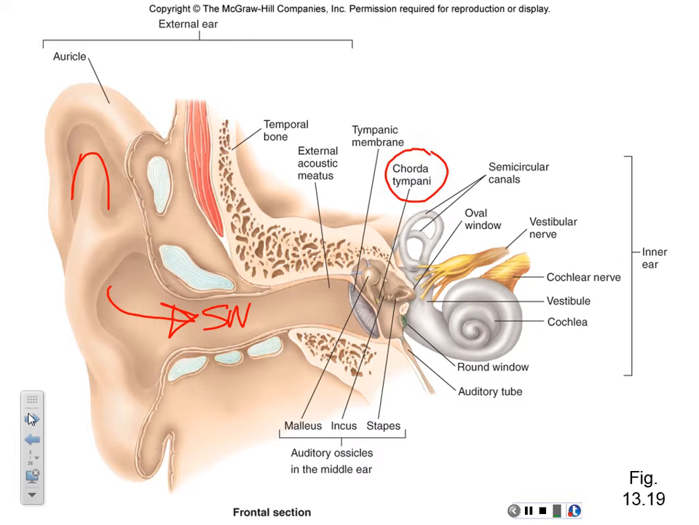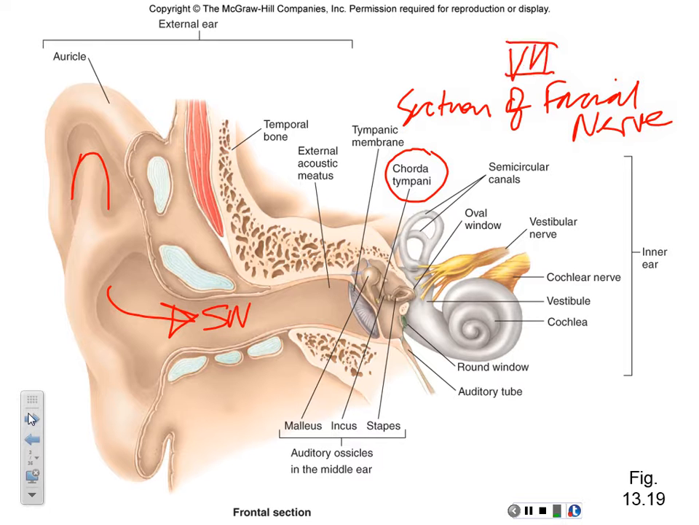Okay, this here has nothing to do with hearing. It's a section of the facial nerve. What's the number for the facial nerve? Cranial nerve number 7, right? And it carries taste from the anterior two-thirds of the tongue. It just happens to pass through there between the malleus and the incus, but it has nothing to do with hearing. So it's called the chorda tympani because it passes right in there. So it's the facial nerve. There's just no room in the head, so it passes through there.